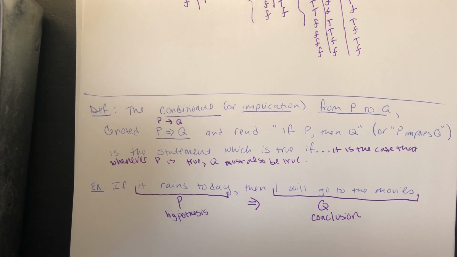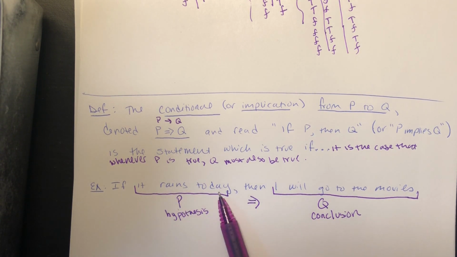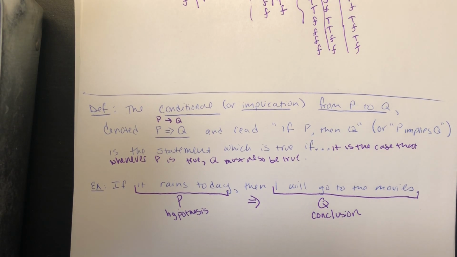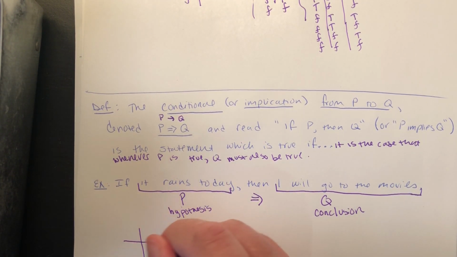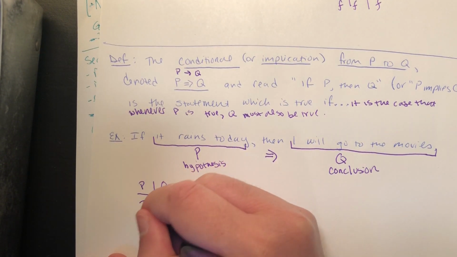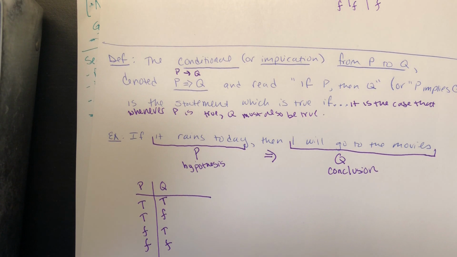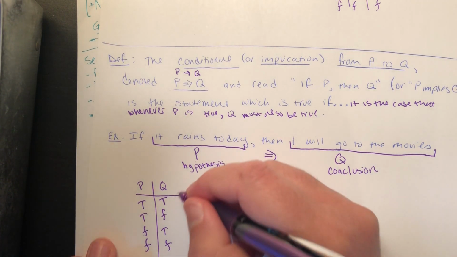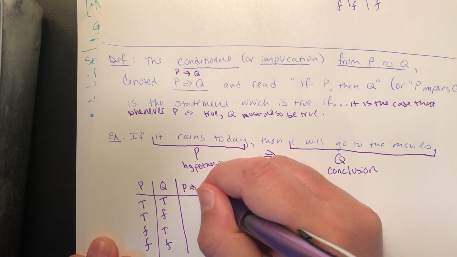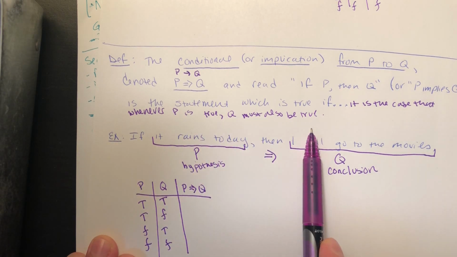Okay, so an implication is true if it's the case that anytime the hypothesis is true, the conclusion is also true. Right, so this would be true as long as if it does rain today, you do actually go to the movies. That's what would make this implication true. Now let's think about what that really means if we were to draw a truth table for this. Right, so the possible truth values for P would be true, true, false, false. And for Q would be true, false, true, false. Make sure you can actually read this. Okay. All right. So we're saying that the implication P implies Q is going to be true if it's the case that whenever P is true, Q must also be true.